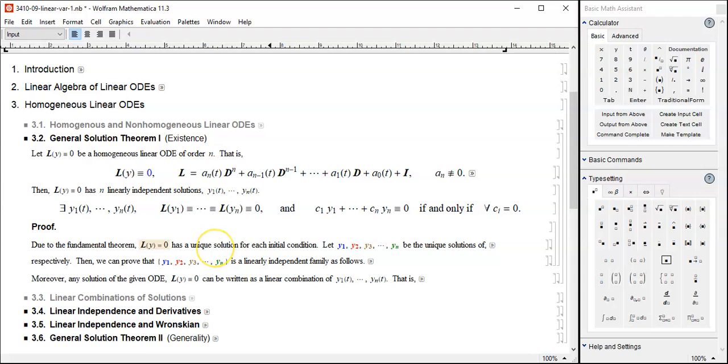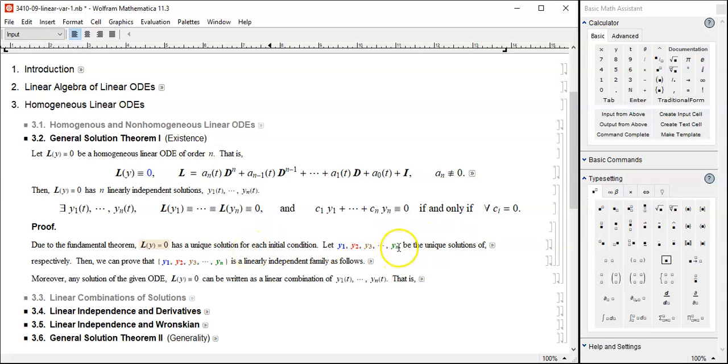Due to the fundamental theorem, L of y equal to 0 has a unique solution for each initial condition. Wait a minute, we are dealing with the general solution here, so we do not have a specified initial condition. Why are we considering initial conditions here? Well, that's a punchline, as a matter of fact, and I'll show you what initial conditions we are selecting in a moment. But for a given initial condition, there's a unique solution.